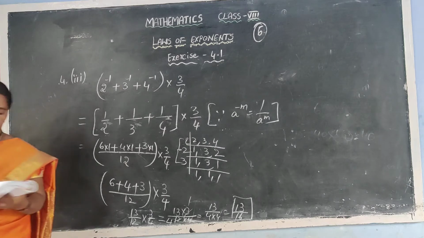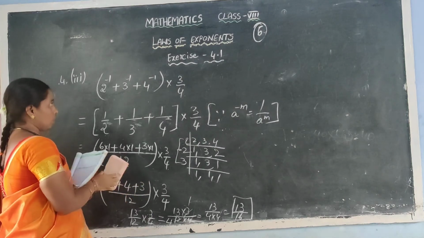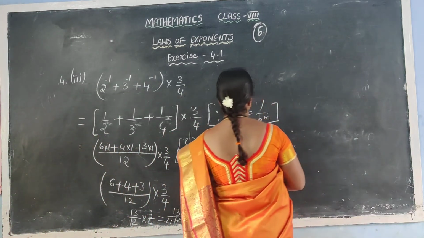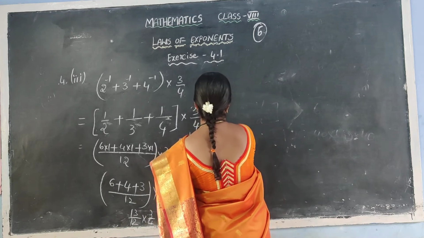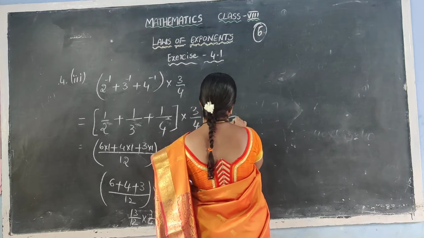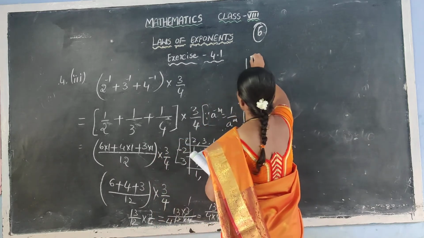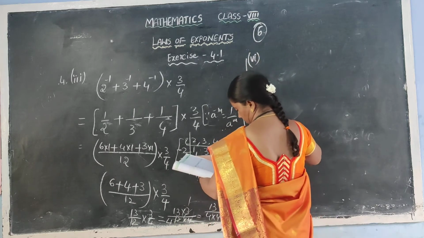Next, the fourth sum; you have to try the fifth sum also. I will explain the sixth sum. Okay, sixth sum. What is that?